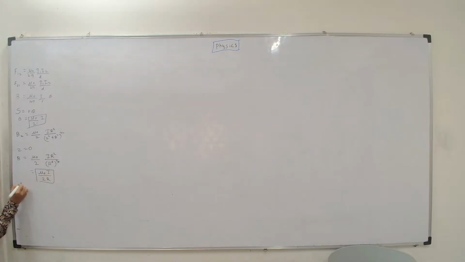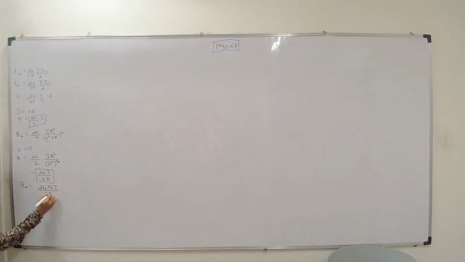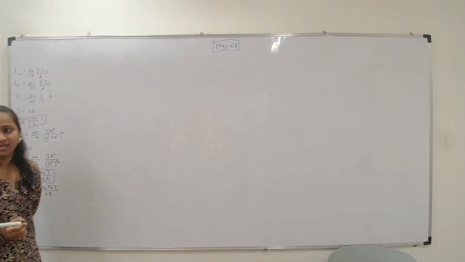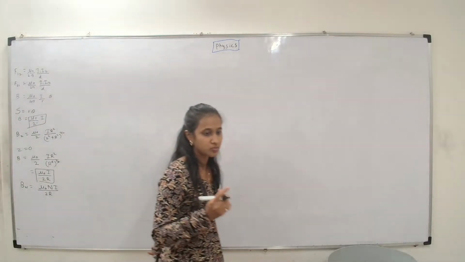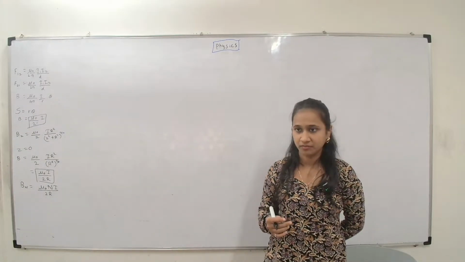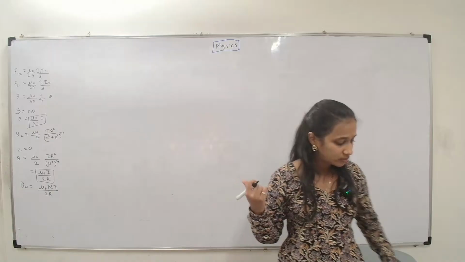So for N number of turns, I have written it for N turns. It will be mu naught into capital N I upon 2r. Always write capital N for the number of turns, because small n has a different significance, which will come later. Any doubt up to here?